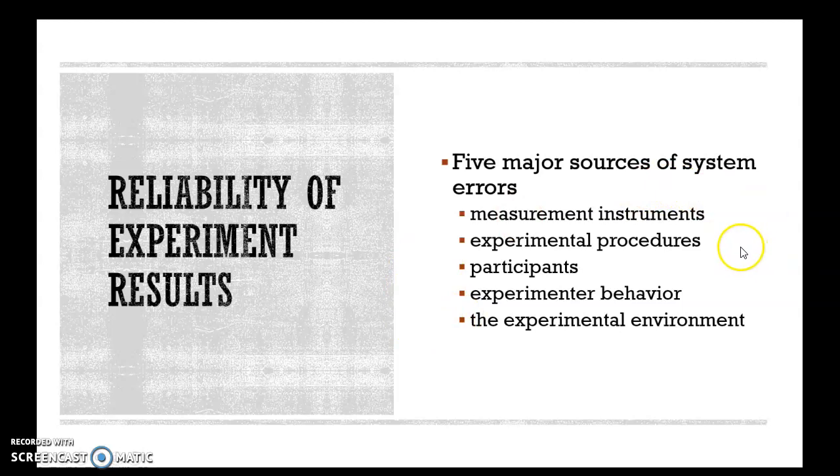There are five different major sources of systematic error, which we are more concerned about. First, the measurement instrument. So what do you use as the instrument? For example, you are using an interview and the question you ask may have some indications that it's not neutral. So that could be a problem. Then experimental procedures: you may not be doing a randomized study. And also the participants and their behavior, and the environment.